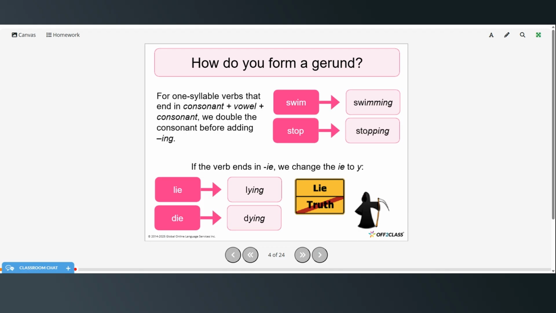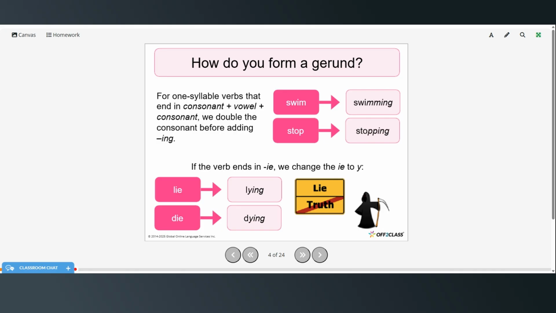For one syllable words that end in a consonant, a vowel, and a consonant, we double the consonant before adding ing. So swimming: here we have consonant W, vowel I, consonant M. So we double the M to get swimming. Again, with stop, we have the consonant T, the vowel O, and the consonant P. So we double the P to get stopping.